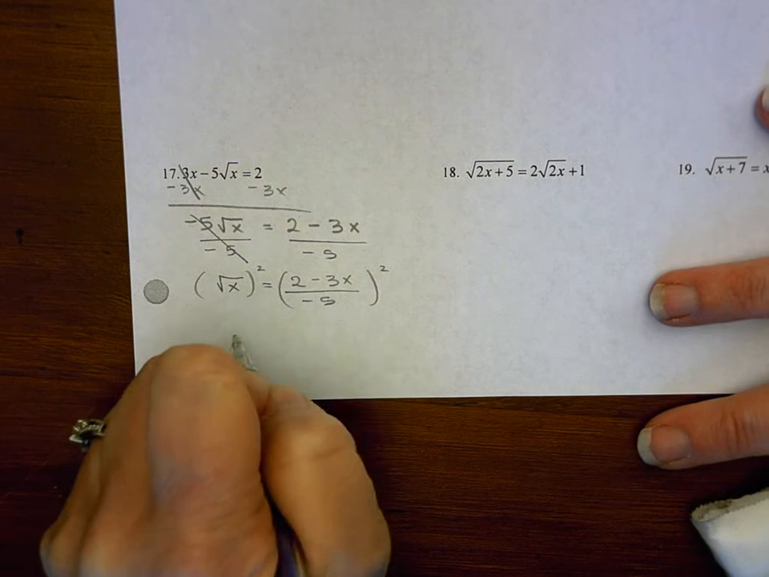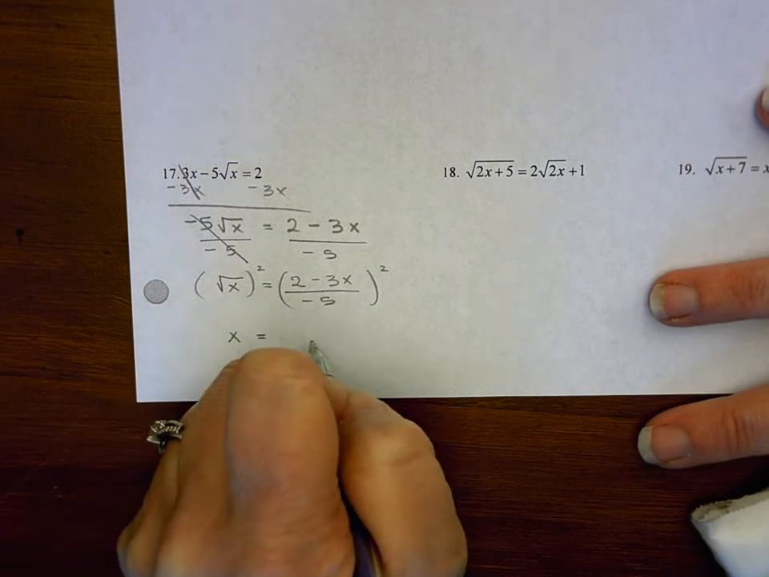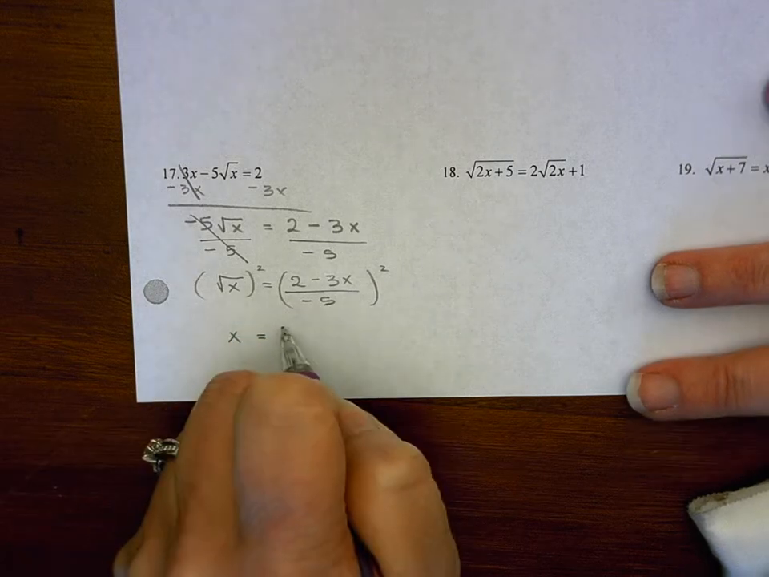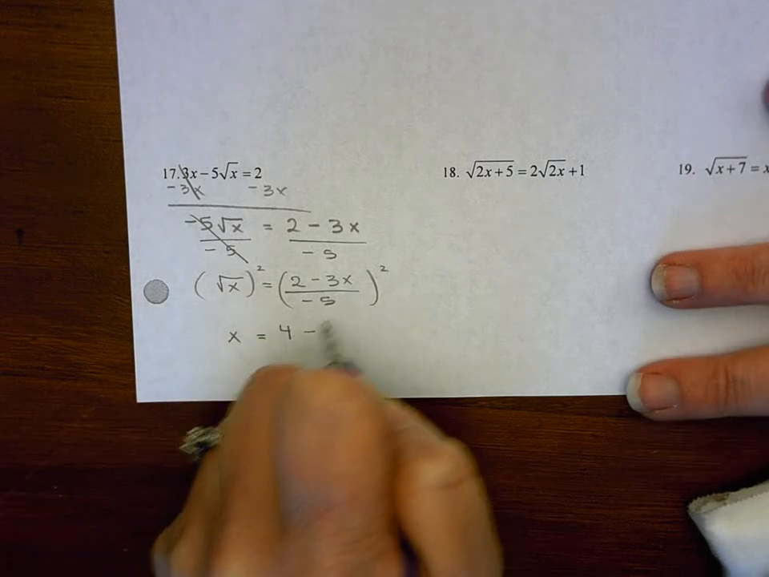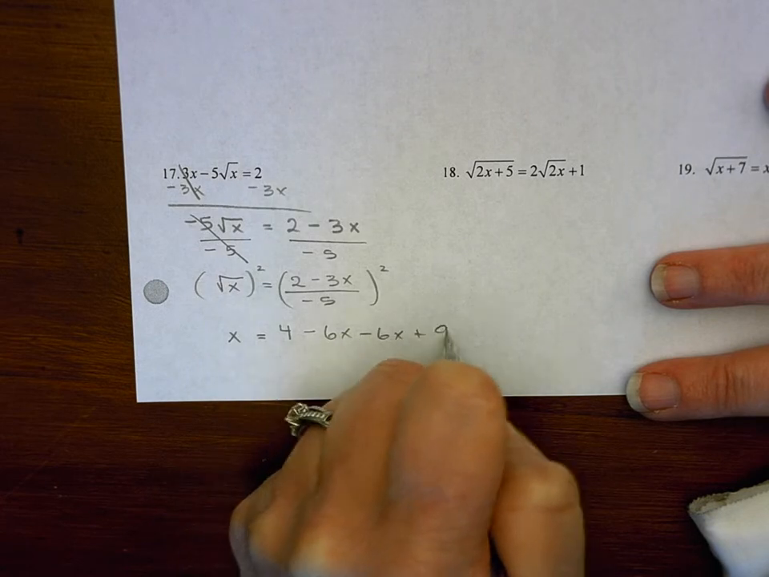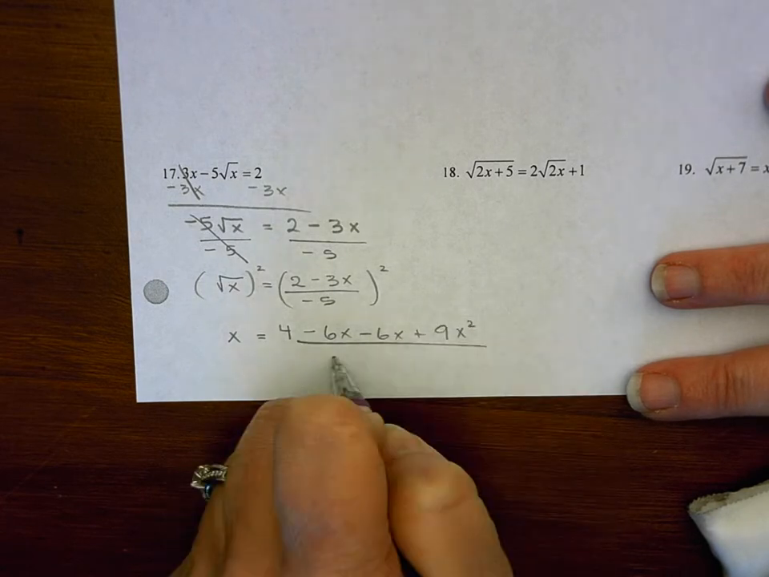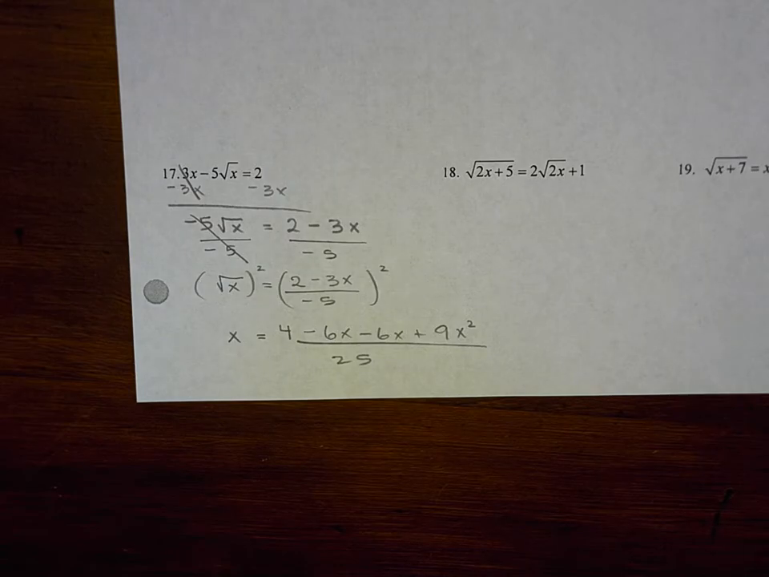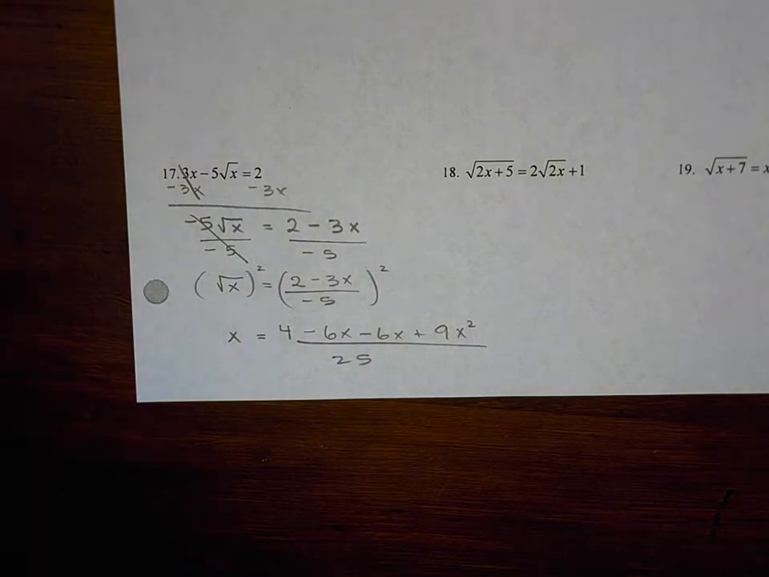So that is just x. And then distribute this out. So I'm going to do that in my head. So that's 2 times 2. And then -6x twice. And then 9x squared over 25. -5 times -5. Okay, I need more room.